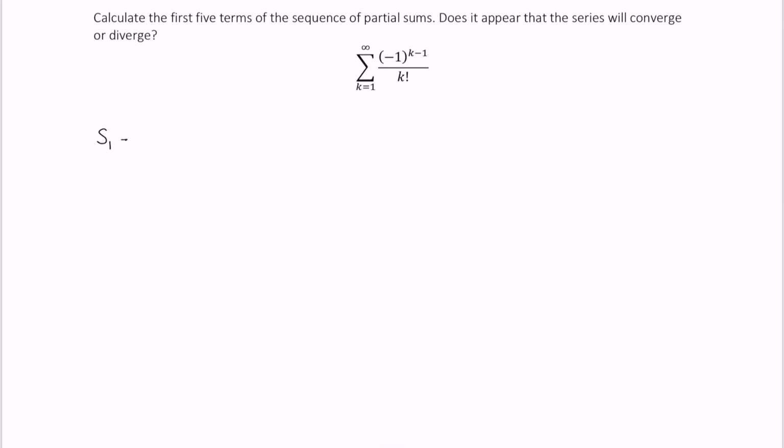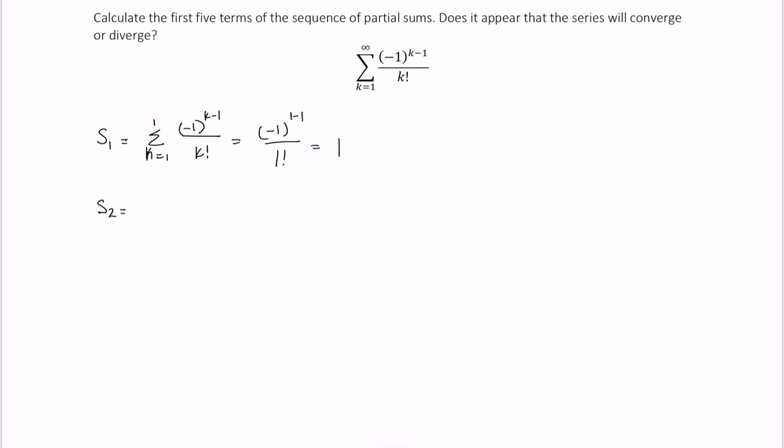First, let's begin with the first partial sum. This is a finite sum from 1 to 1 in this case. And we keep our expression for our infinite series, that should be a_k. So this is negative 1 to the 1 minus 1 power over 1 factorial, which is just 1.